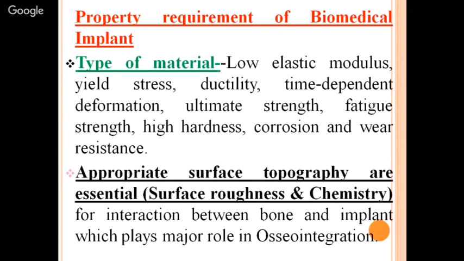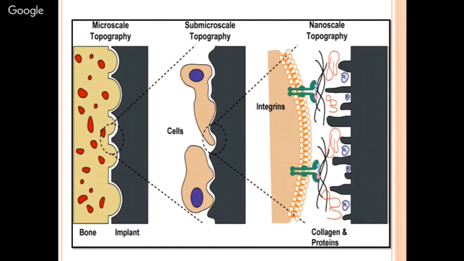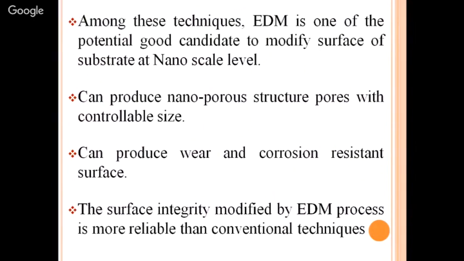The property requirements of a biomedical implant material are: low elastic modulus, yield stress, ductility, time dependent deformation, ultimate strength, material strength, high hardness, and appropriate surface topography. These are essential for interaction between bone and implant, which plays a major role in osseointegration. This is the pictorial view of how a nano surface will help the growth of tissue on the bone implant. Among these techniques, EDM is a potentially good candidate to modify the surface of the substrate at a nanoscale level.